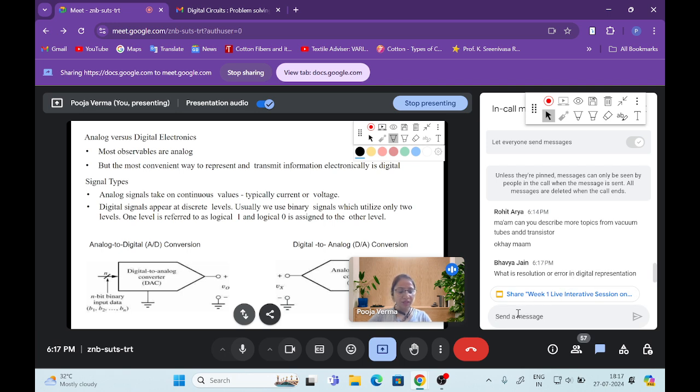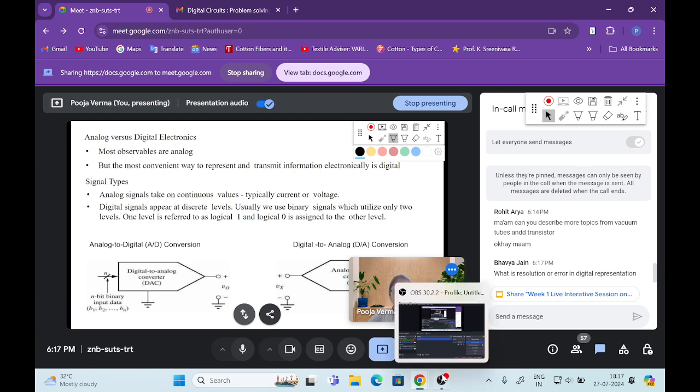Bhavya, we will study about that: what is the resolution or error in a digital representation? We will study in later classes in detail the resolution of the digital representation and how we will calculate the error. Okay.